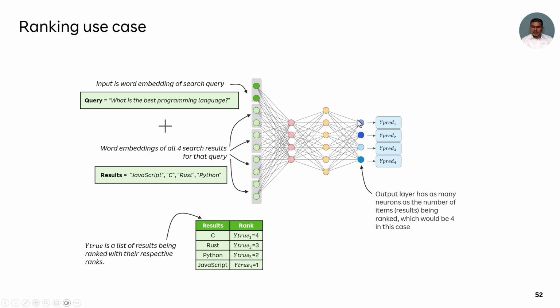So there are 4 neurons here in the output layer. Each one is basically emitting a value: ypred 1, ypred 2, ypred 3, and ypred 4. Now, if you're building a system that has more things that you would like to rank, then you would have as many such neurons here.